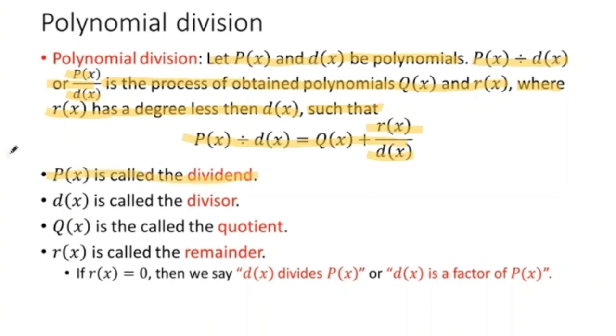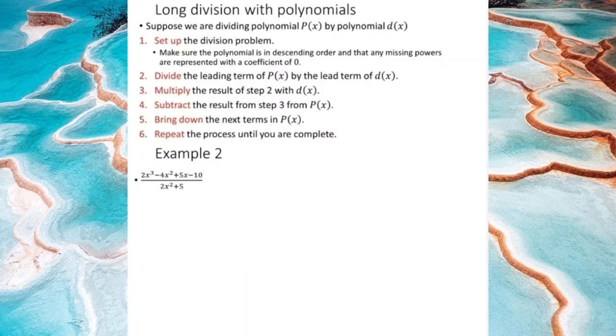P of x, the polynomial that's being divided, is called the dividend. D of x, the polynomial that's doing the dividing, is called the divisor. Q of x is referred to as the quotient. R of x is referred to as the remainder. Just like with numbers, if our remainder r of x equals 0, then we can say d of x divides p of x, or d of x is a factor of p of x. We are going to see in a future section where we're really going to want remainders to be 0 to help us factor.